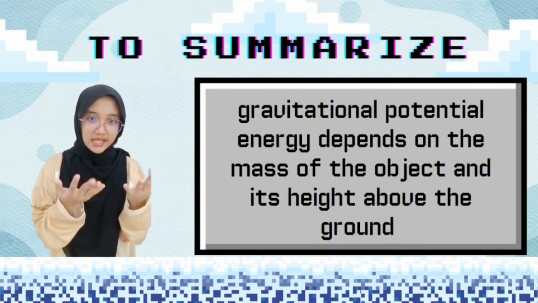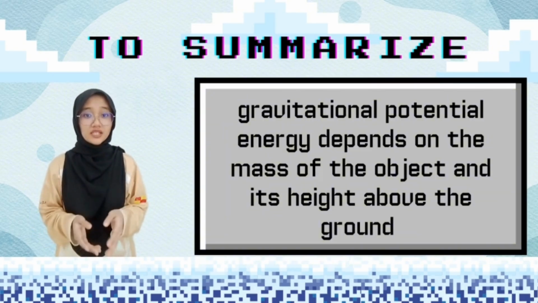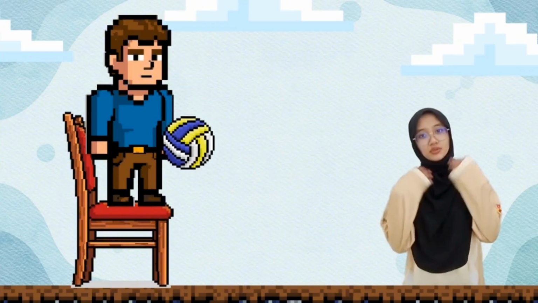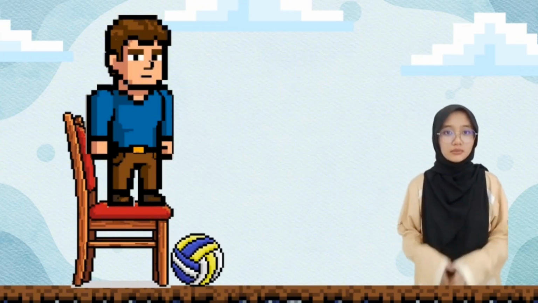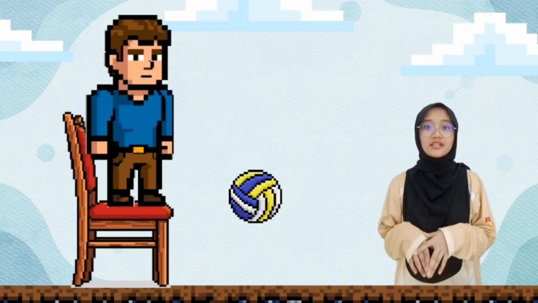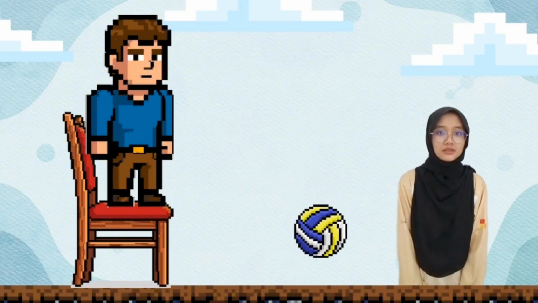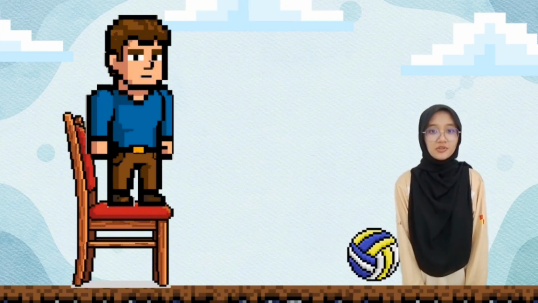Even when an object is not moving, energy is already stored because of its position. As you can see, when the object starts moving, this stored gravitational potential energy is converted into kinetic energy. Next, my teammate will explain kinetic energy in more detail.